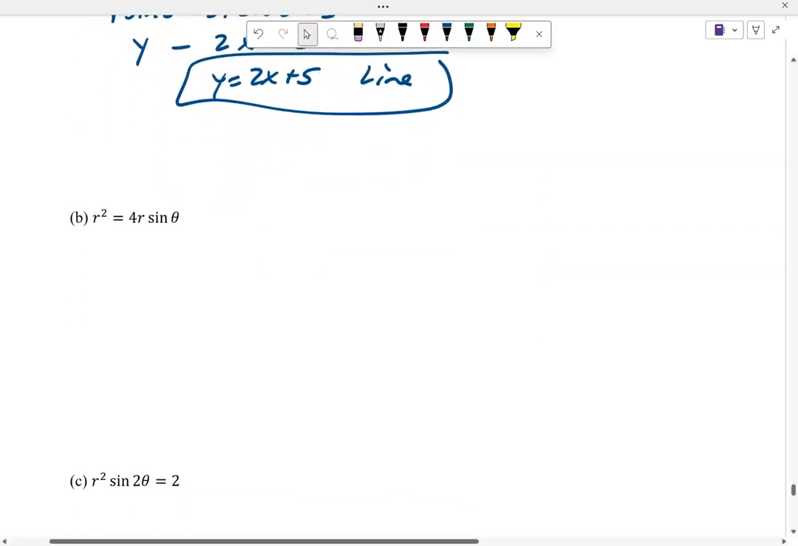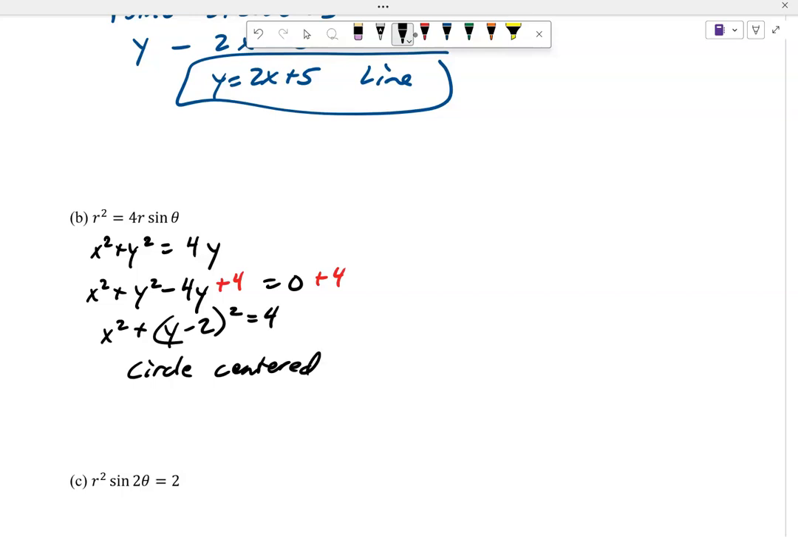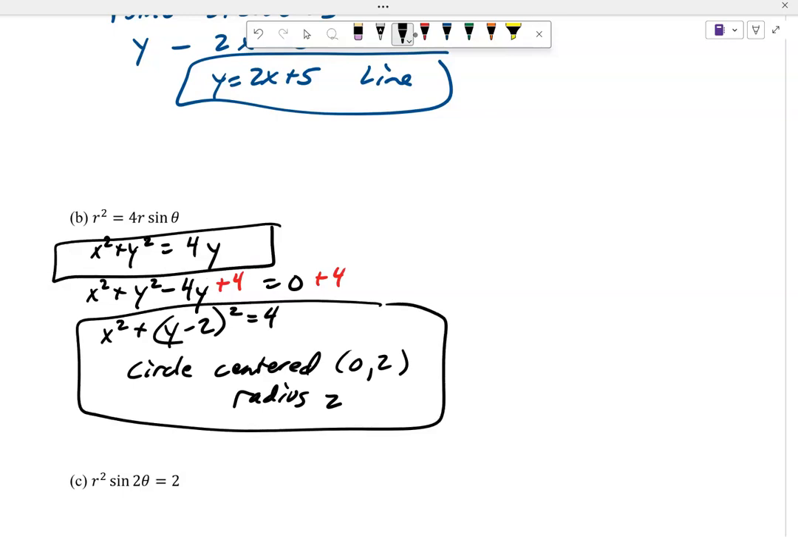r squared equals 4r sine theta. Well, x squared plus y squared is r squared. r sine theta is the y. So let's go ahead and complete the square. This is another circle. Center is 0, 2 with a radius of 2. Again, that's also correct. That x squared plus y squared is 4y.